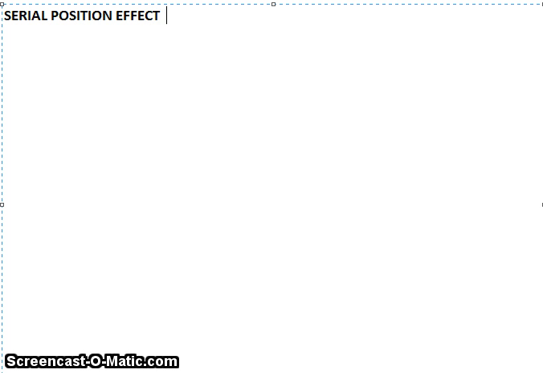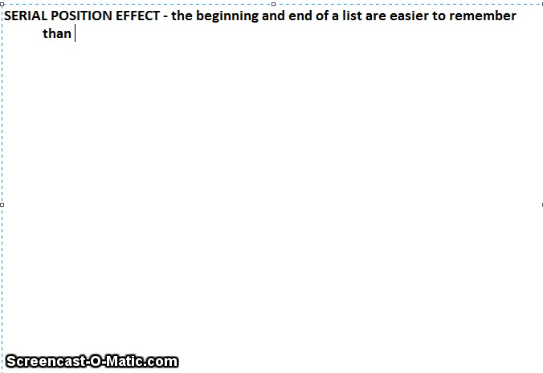So the serial position effect says that the beginning and end of a list are easier to remember than what's in the middle. Same thing with your grocery list too. Beginning and the end, so much easier. Now, when it's specifically the beginning of the list that's easiest, that's called the primacy effect.